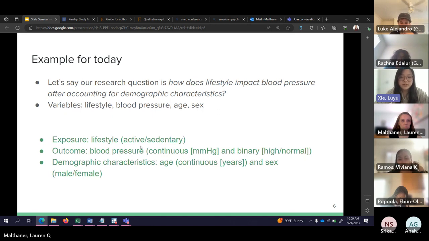So for lifestyle, it's either active or sedentary in this research question. For blood pressure, it's either continuous or binary. Continuous stays as it is, but for binary we can use cutoffs to make two levels of blood pressure, high versus normal. And for demographic characteristics, age is continuous, and sex is male or female, which is binary. Okay, next slide, please.